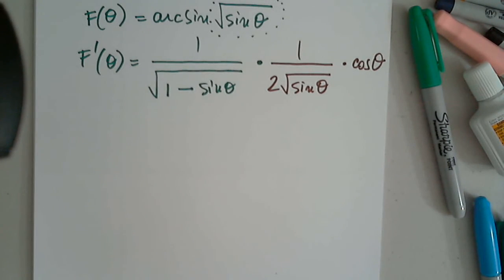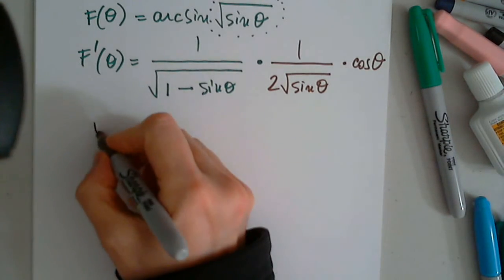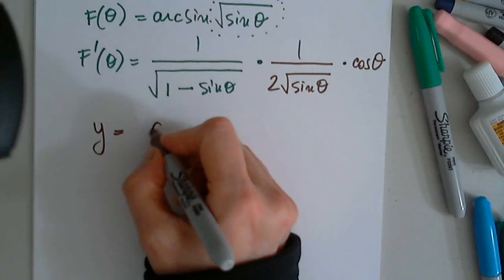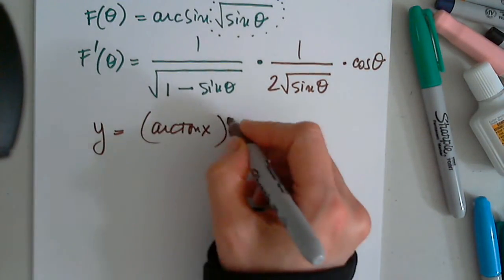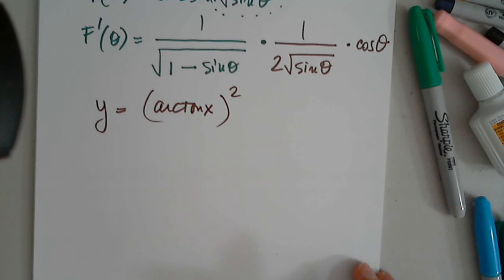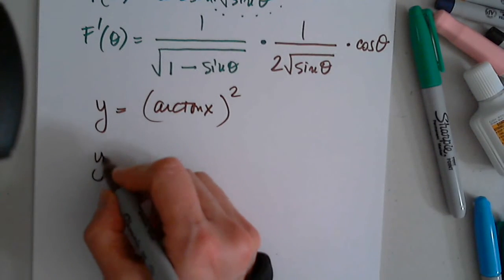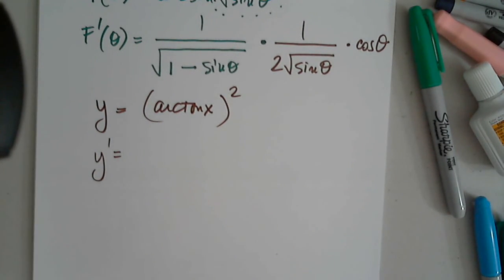Okay, I only have 2 minutes left. Just a quick one: arc tangent of x squared. Last problem for tonight. Y prime. Can anyone get us started?